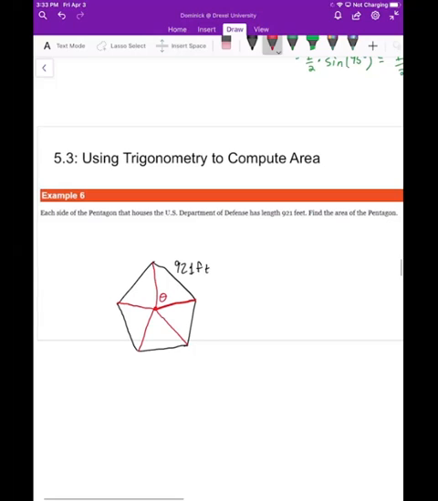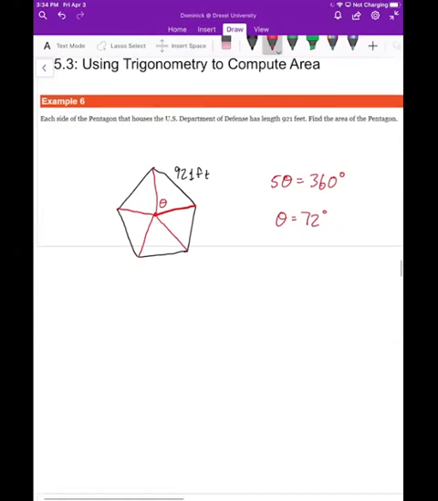Well, of course we can, because we know that 5 of these angles is 360 degrees. So if I divide by 5, 360 divided by 5 is going to give me that each one of these angles is 72 degrees. All right. So what we currently have is that each triangle looks something like this. We have a 72 degrees here. We have this is 921 feet.